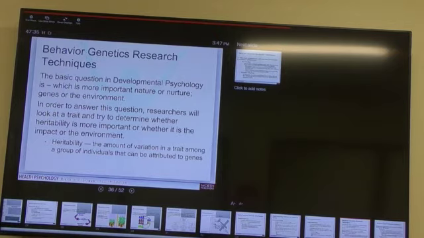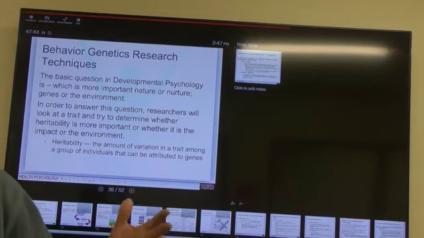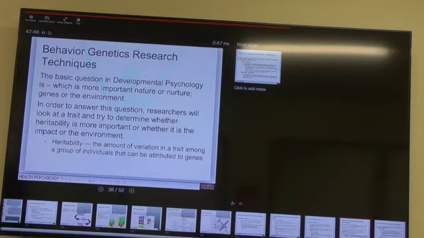Okay. The basic question in developmental psychology is, which is more important, nature or nurture? Is it the genes that you have from your parents, or is it the environment that you grow up in? In order to answer this question, researchers will look at a trait and try to determine whether heritability is more important or whether it is the impact of the environment. Heritability is the amount of variation in a trait among a group of individuals that can be attributed to genes. So we're talking about heritability here.